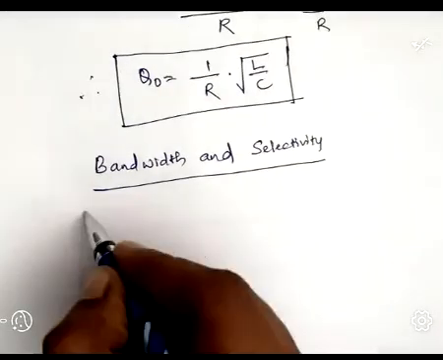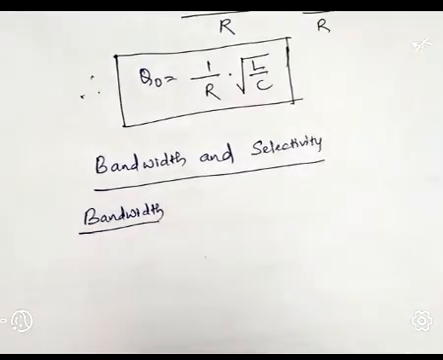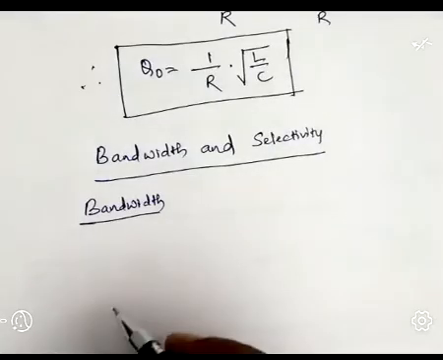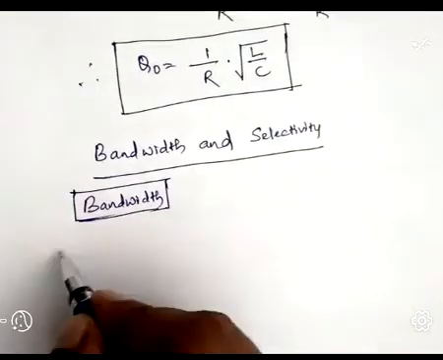So what is meant by bandwidth? Very interesting parameter it is. It is defined as the band of frequencies over which the power in the circuit is half of its maximum value. So once again, I'm repeating, bandwidth is what? It is the band of frequencies over which the power in the circuit is half of its maximum value. Okay, let us discuss this parameter bandwidth at resonance.